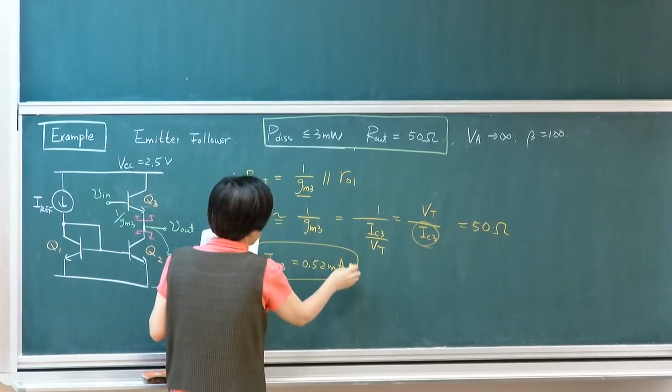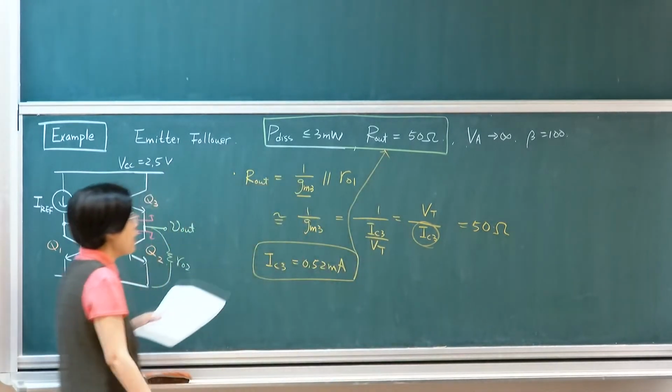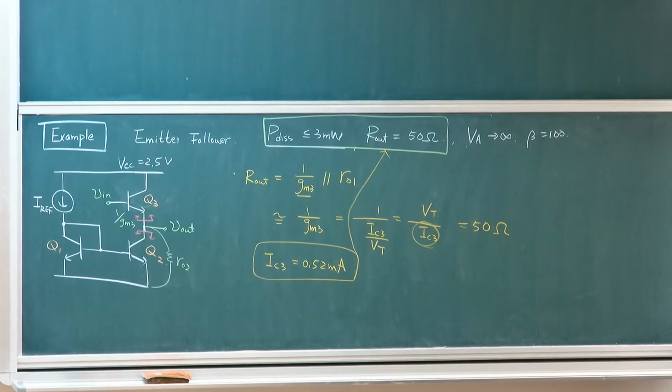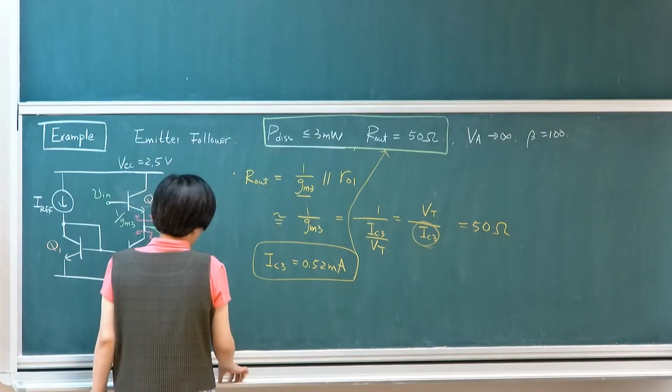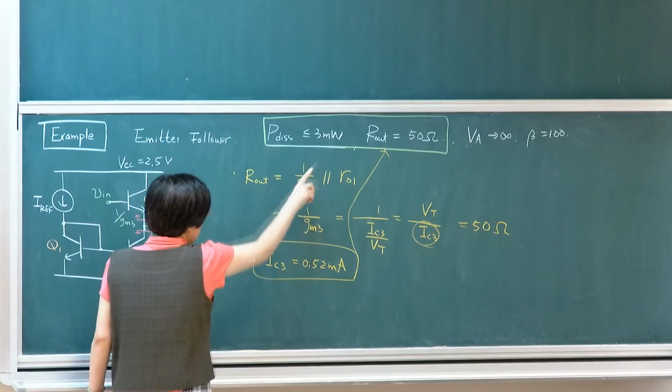So this is how we meet the spec. We need to set the current to at least 0.5 milliamp in order to meet the spec of delivering an output resistance of 50 ohm. Okay? And then the other part is more like a design problem. So this is the key. It will meet our target spec.